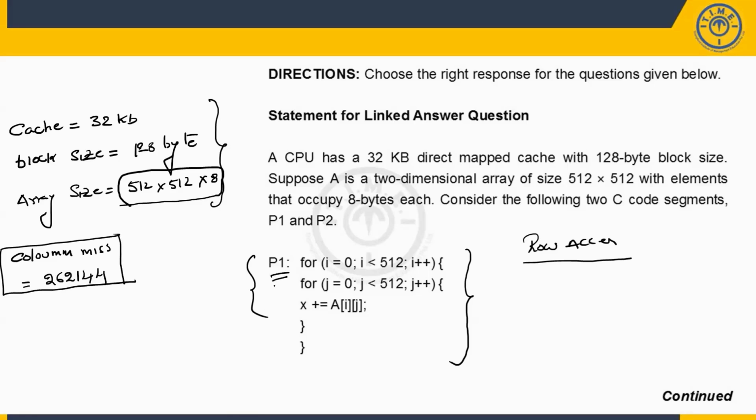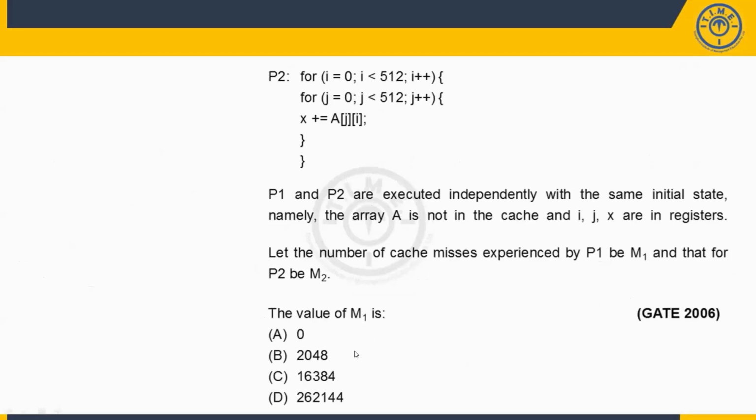Now we need to find out the number of misses for P1. When P1 is executing, how many misses are we going to have? To get the total number of misses for P1, we should find out how many blocks we require to store this array. Array size is 512 into 512 into 8, divided by the block size. What is the block size? Block size is equal to 128. If you simplify this, you will get 16384.